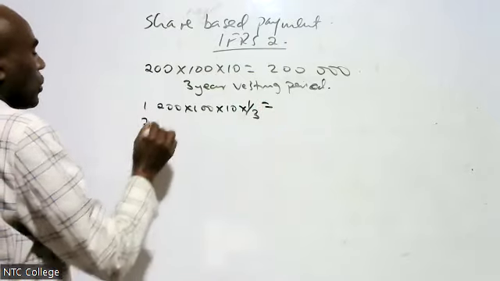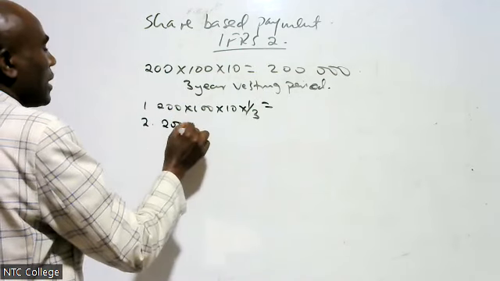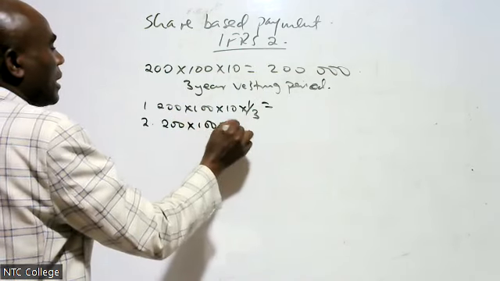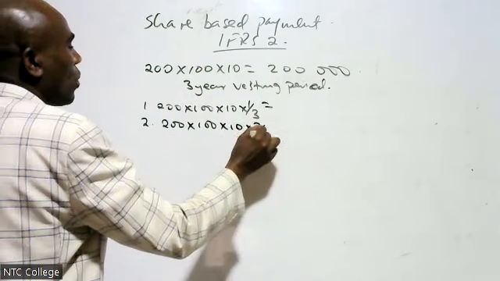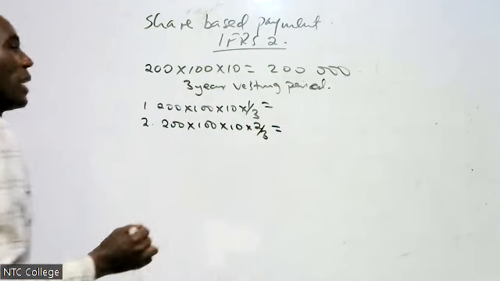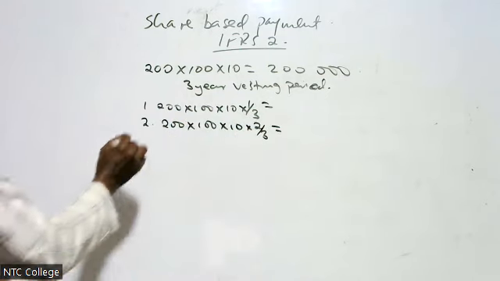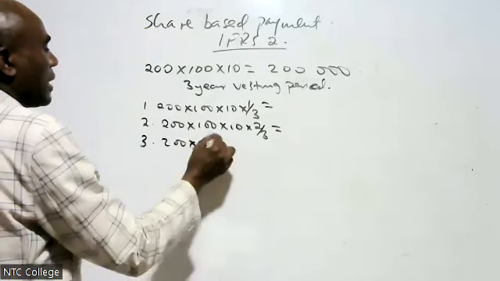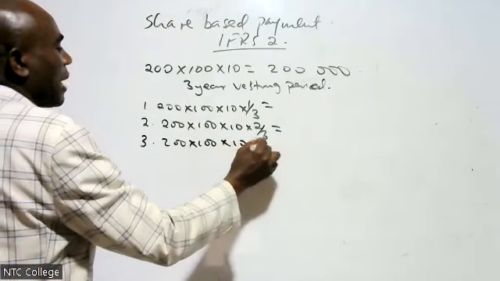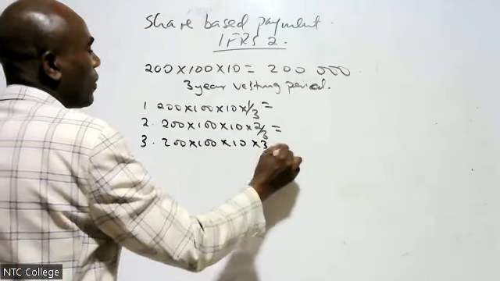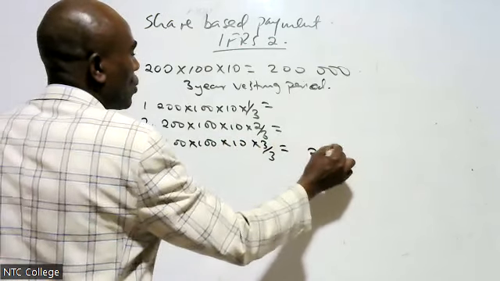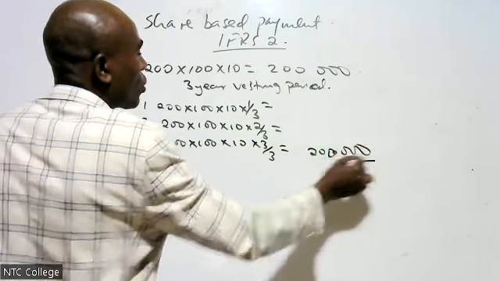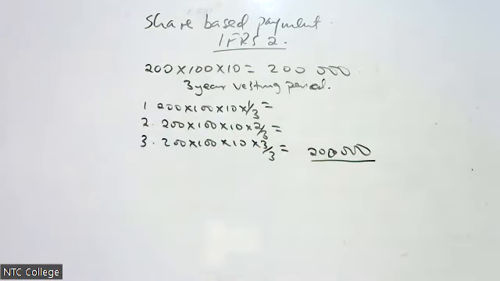When I come to year 2, I will take 200 times 100 times 10 times 2/3. I get cumulative liability there. In year 3, I will take 200 times 100 times 10 times 3/3. Now, this is where I'm going to pay 200,000 because those who are in the company are vested.